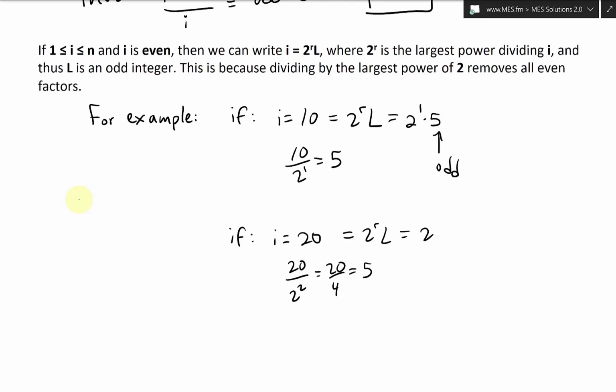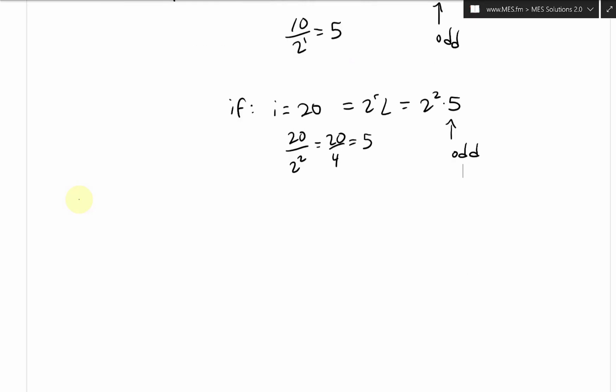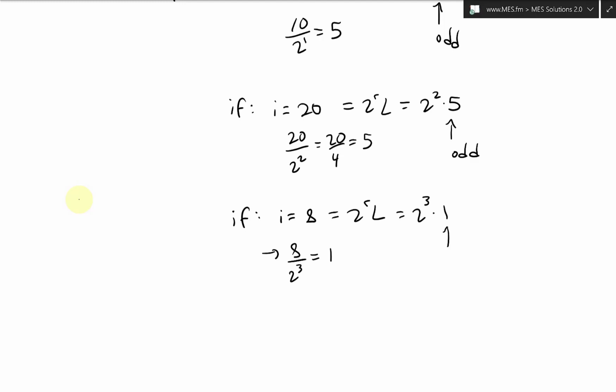2^r L equals 2^2 times 5, like that. Again, odd. And then lastly, just do one more where i is equal to 8. Well, then in this case, 8 divided by 2 to the 3 just equals 8 over 8, which equals 1. So in other words, if you write this as 2^r L, and the highest factor is, again, 2 to the 3, this equals 2 to the 3 times 1, where, again, this is odd.